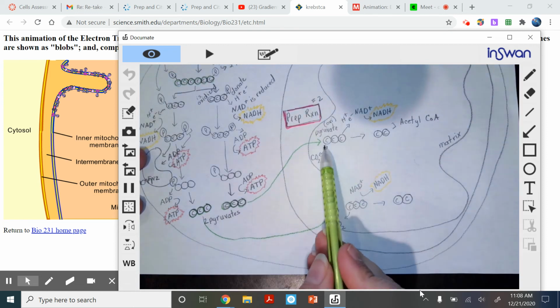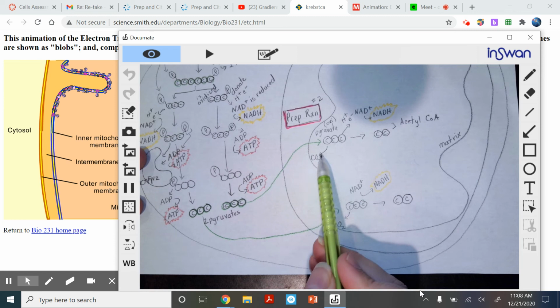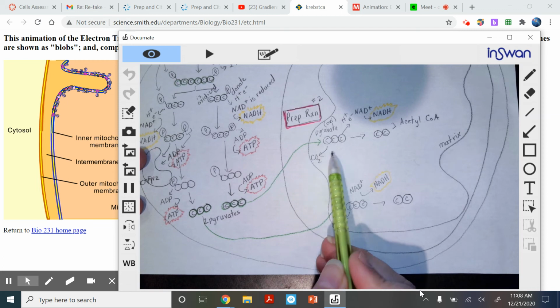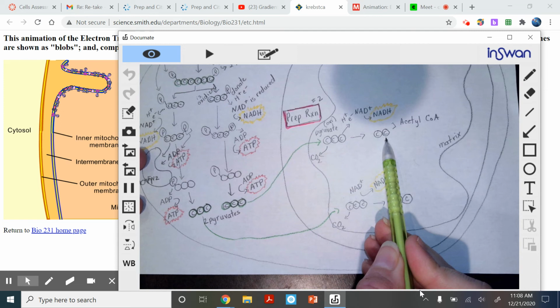And what happens in that prep reaction is this is where we finally get some CO2 being made. When this carbon atom gets pulled off, so does an oxygen, and then it reacts with another oxygen. You don't have to know that, and that's why it's CO2. And that's why my pyruvate now looks like this, acetyl-coenzyme A.